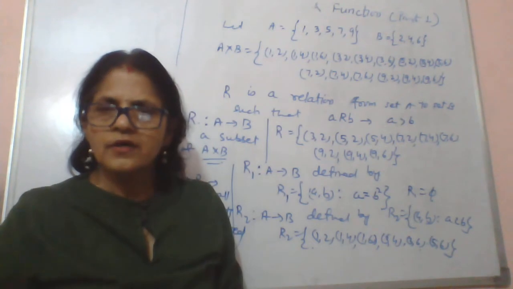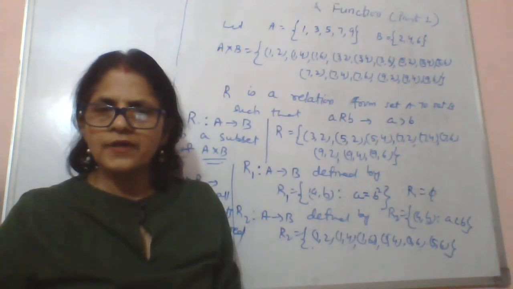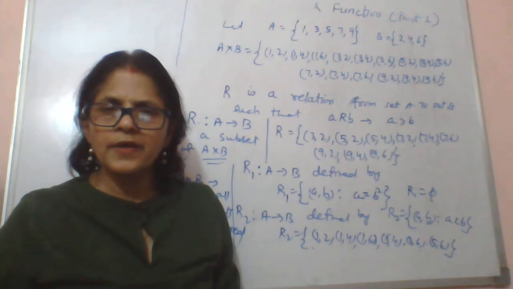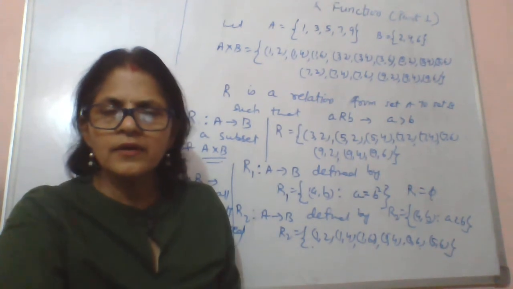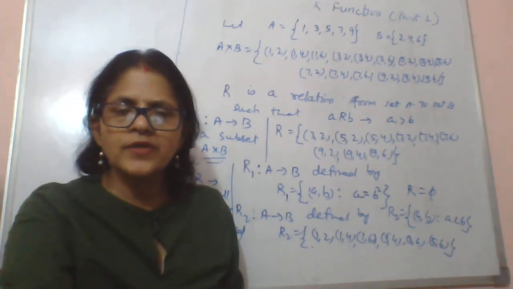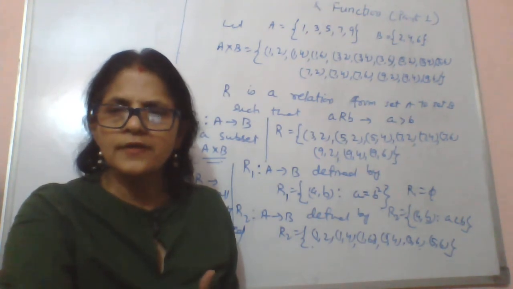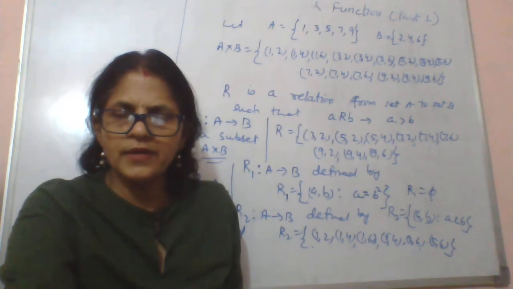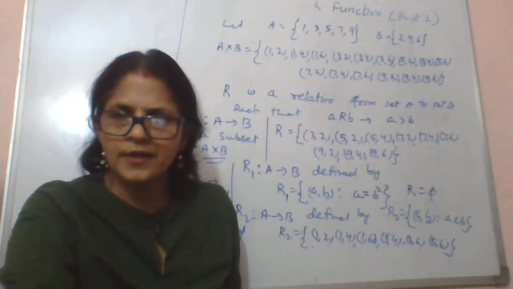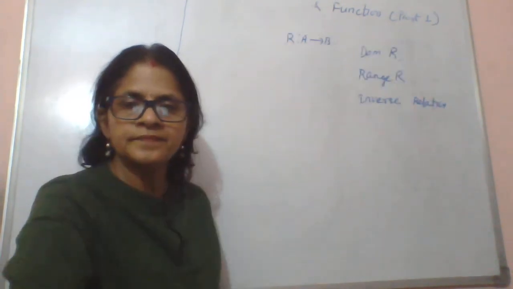So what is a relation? A relation from set A to B is a subset of A Cartesian product B, along with its domain and range. So these things we have already done in 11th standard. So let's see what next we have to study in 12th standard. Let me tell you.